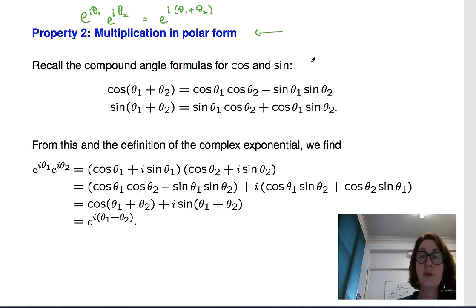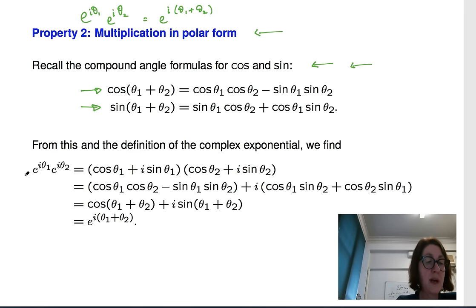Okay, what are we going to use to prove that property? Well, we're going to use the compound angle formulas for cos and sine that we looked at in topic 1. So you'll recall from topic 1 that cos of theta 1 plus theta 2 is equal to cos theta 1 times cos theta 2 minus sine theta 1 times sine theta 2, and sine of theta 1 plus theta 2 is equal to sine theta 1 cos theta 2 plus cos theta 1 times sine theta 2. Okay, so there's quite a few terms there. Let's just break it down and see what it looks like.